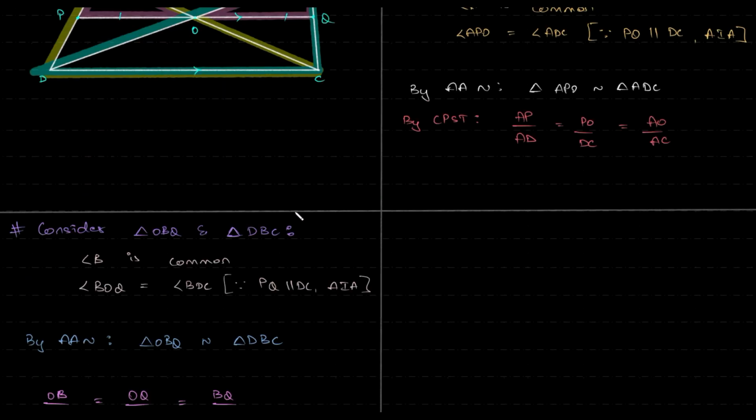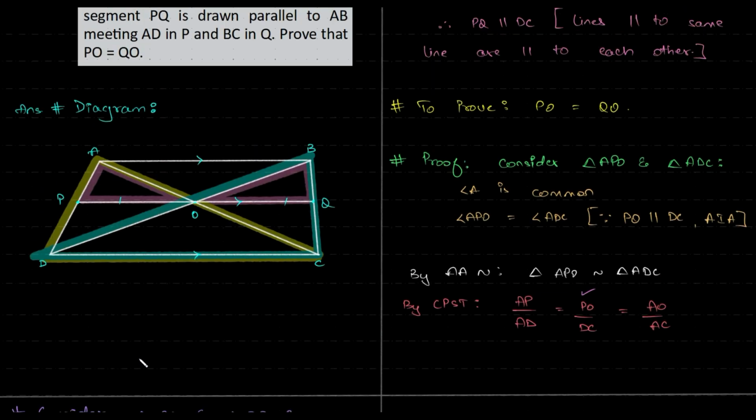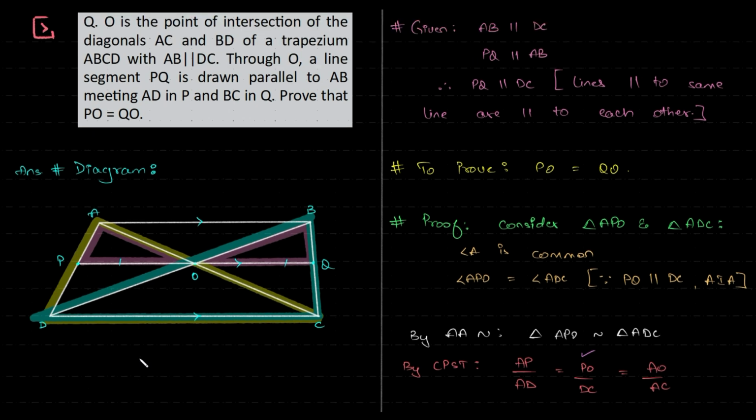Okay, so we wrote the obvious. Let's look at how we can relate them. We have DC common, so if I equate PO by DC to OQ by DC, we are done. But how do I relate them is the question. This has to do with one of the questions which we have done before. We need to find a common ratio. AP by AD is equal to AO by AC. But AO by AC is also equal to BQ by BC.